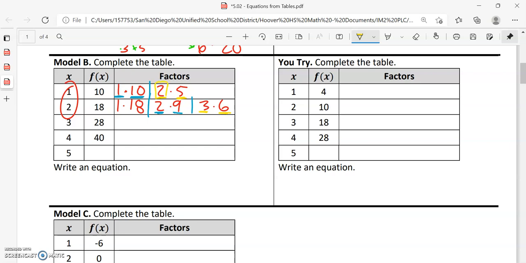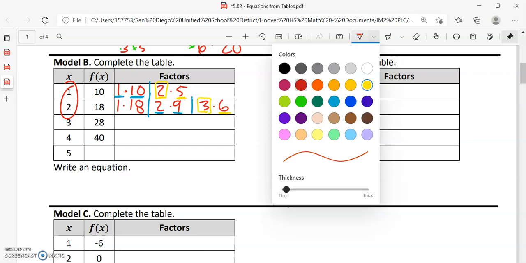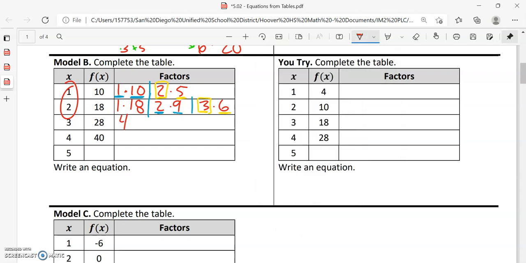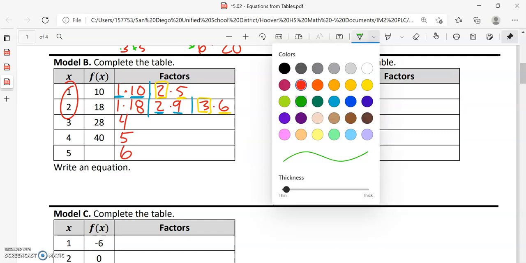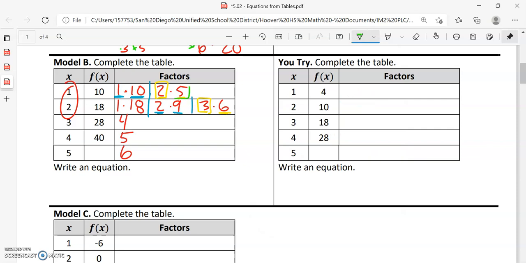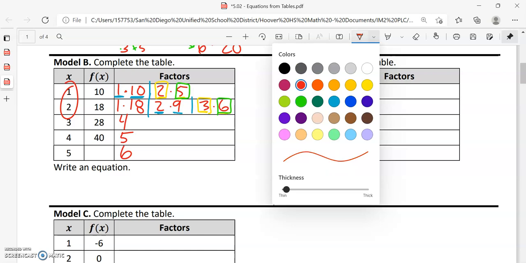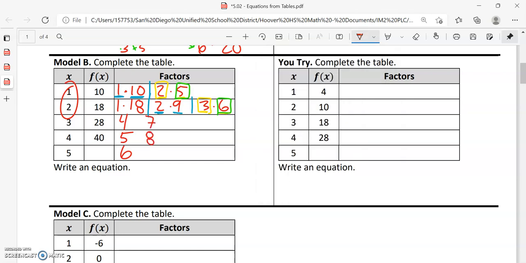We have a 2 and then a 3, which means the next one's going to be a 4, and then a 5, and then a 6. Let's compare that with our other number. So we have a 5, a 6, so then we go into 7, 8, and 9. Let's check and see if all these equal. 4 times 7 does equal 28. 5 times 8 does equal 40, so we have found our pattern. 6 times 9 is 54.